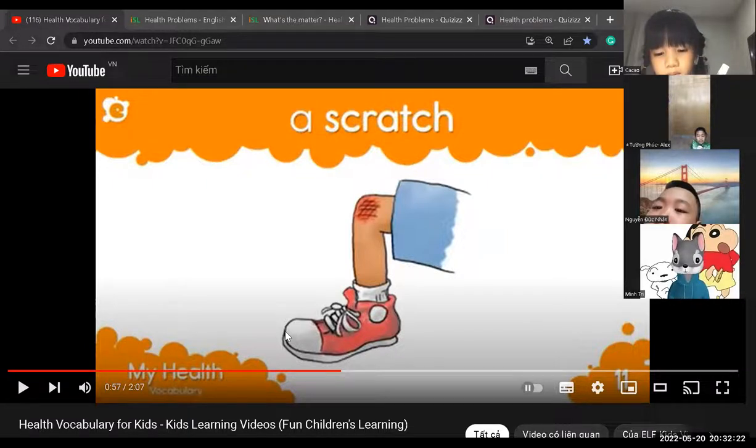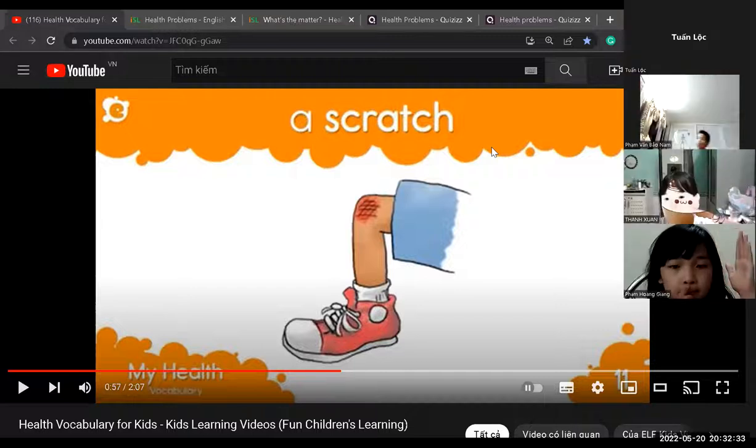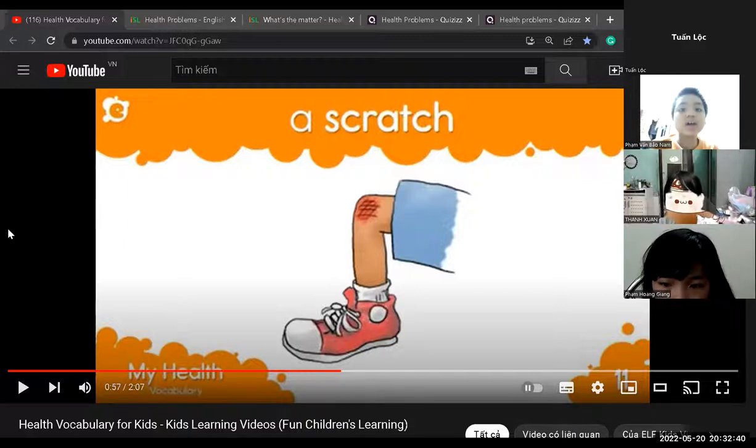Scratch. So just like scrape, we just learned scrape. So now we learn another word and it is scratch, okay? A scratch. Now, one friend, read again the word for me, this one. Bảo Nam, please, can you read this word again? A scratch. Good job. Scratch. Very good. Good job. A scratch.